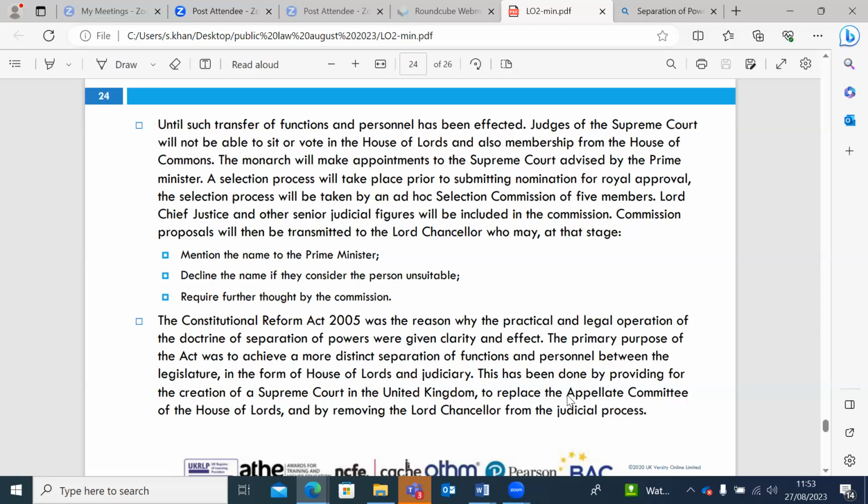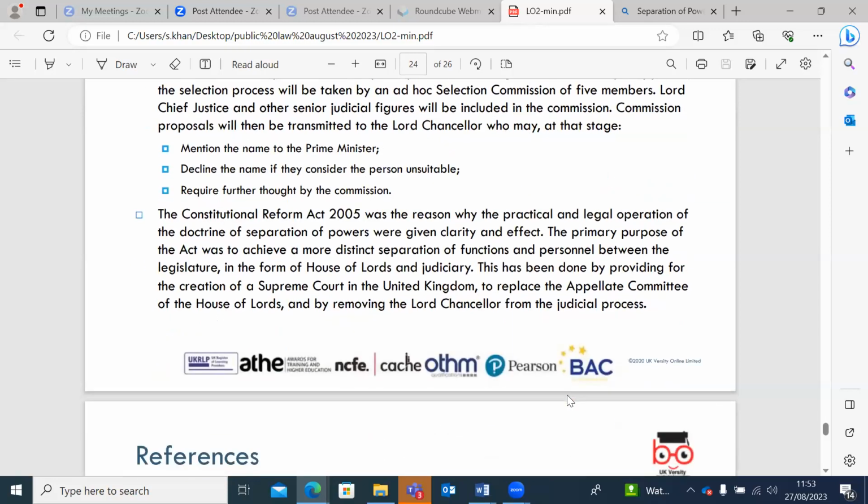The Constitutional Reform Act 2005 was the reason why the practical and legal operation of the doctrine of separation of powers was given clarity and effect. The primary purpose of the Act was to achieve a more distinct separation of functions and personnel between the legislature, in the form of the House of Lords, and the Judiciary. This has been done by providing for the creation of the Supreme Court in the UK to replace the Appellate Committee of the House of Lords, and by removing the Lord Chancellor from the judicial process.